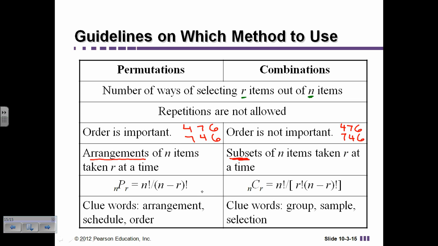Here are formulas. So this is a really good sum up page to make sure you're comfortable with it, so you have this for your test. Some clue words for permutations are the words arrangement, schedule, order, and some clue words for combinations are group, sample, selection, subset. Those are some words to pay attention to in the problems to decide how you know whether to do a permutation or a combination.